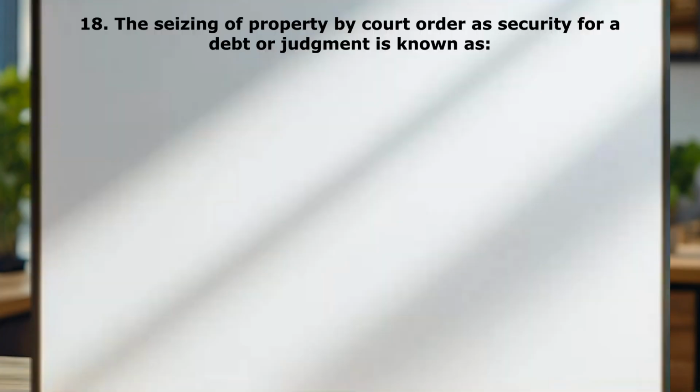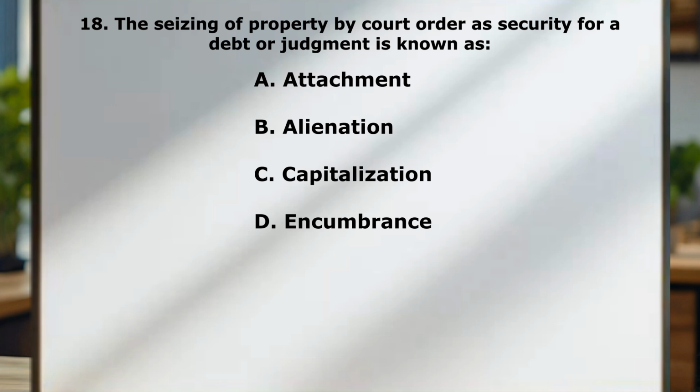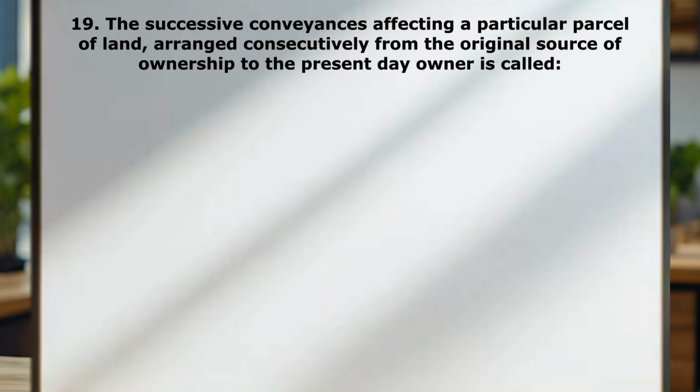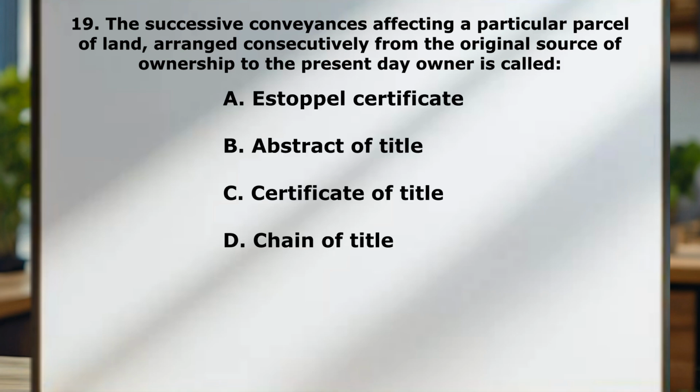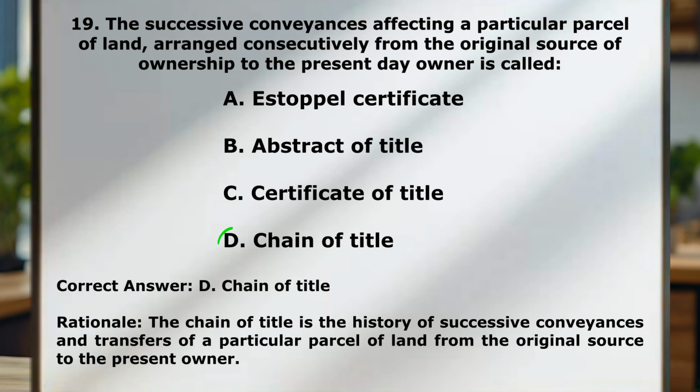Question number 18. The seizing of property by court order as security for a debt or judgment is known as A, attachment, B, alienation, C, capitalization, D, encumbrance. Correct answer here is A, attachment. Question number 19. The successive conveyances affecting a particular parcel of land arranged consecutively from the original source of ownership to the present day owner is called A, estoppel certificate, B, abstract of title, C, certificate of title, D, chain of title. The correct answer here is D, chain of title.